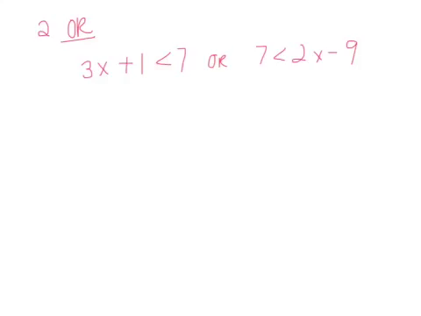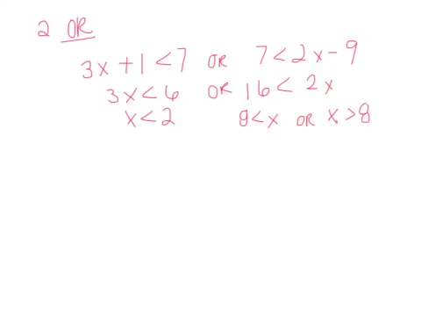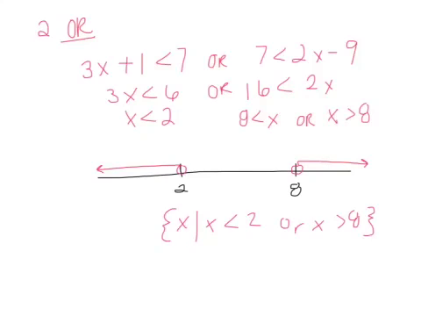A compound sentence containing or is true if at least one part is true. To solve the compound sentence 3x plus 1 is less than 7 or 7 is less than 2x minus 9, we solve each part separately. There is no short way to write a sentence containing or. We graph this solution set as shown with open circles.